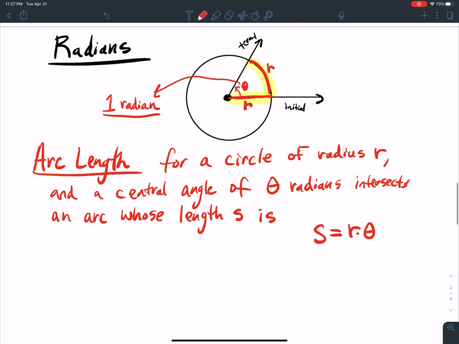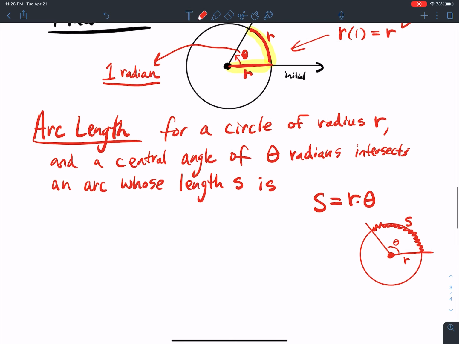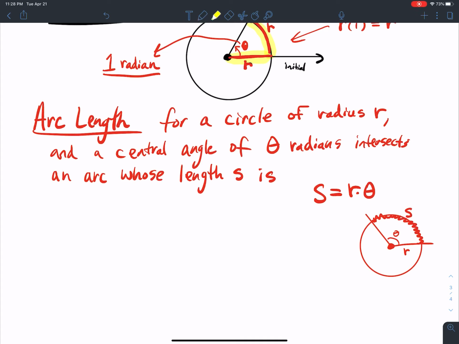So the only thing we have to do is multiply the radius of the circle times the angle in radians. If you think about it for our little example here, if I have 1 radian, r times 1 gets me r, so that formula works there. So in general, you have some circle with radius r, and you rotate some angle theta, and then that length from here to here is equal to S. So that's how we find it. We multiply, and the kicker here is that your angle is in radians.